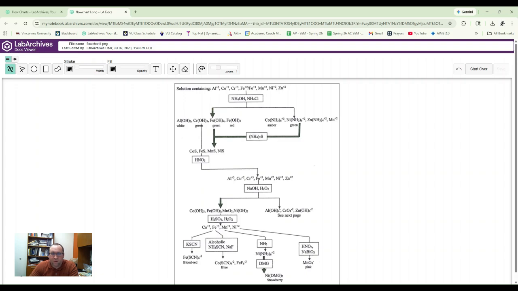So if you're following along in the flow chart here, what you'll see is that we're doing this series of steps to create these solids, and then we are going to dissolve those solids and reconstitute them. And when we reconstitute them in this basic solution using hydrogen peroxide, one of two things happens. Either we get the formation of ions and complexes here, which will be separated on their own in a separate analysis, or we get these series of solids.